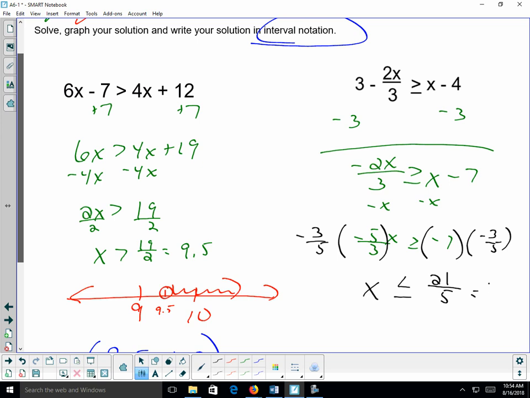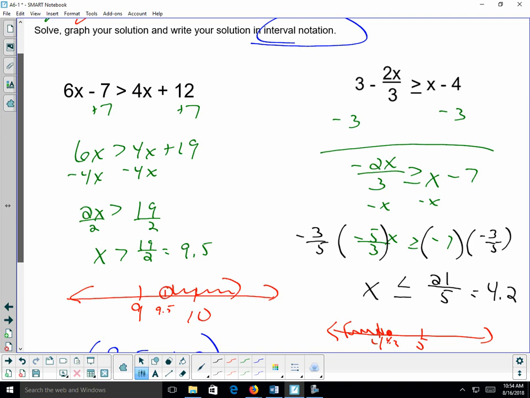As a decimal, I believe that's 4.2. So when I go to graph it, I'm going to do the integer less than 4.2, which is 4, and the integer greater, which is 5. 4.2 would be a little bit close to the 4. I'm going to have a closed circle, so that's 4.2. All the points to the left.